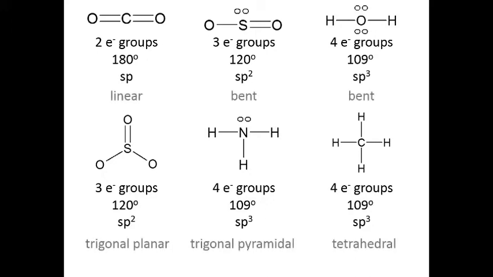What doesn't correlate is the word or phrase that we use to describe the shape of the molecules. While there are only 3 possibilities for bond angle and hybridization, there are 5 possibilities for shape.